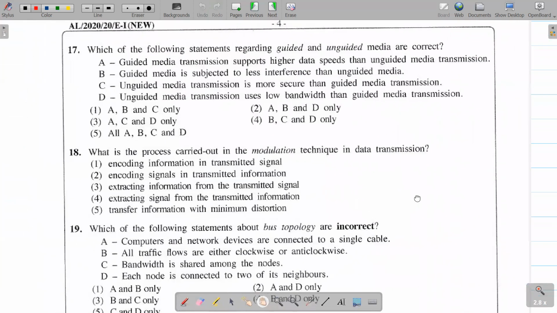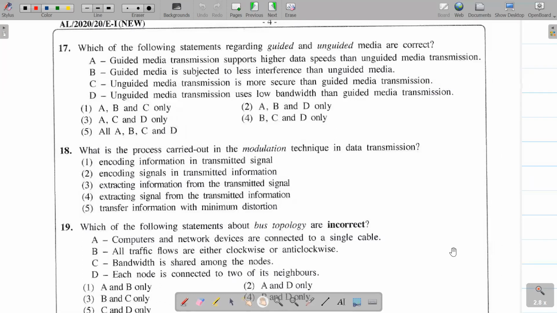Which of the following statements regarding guided and unguided media are correct? Guided media transmission supports higher data speed than unguided media transmission. One of the guided media is fiber optics, that we can use. Fiber optic uses light to transfer the data. Light is the fastest thing that we can see on the earth. So data transfer speed can go at the speed of light.